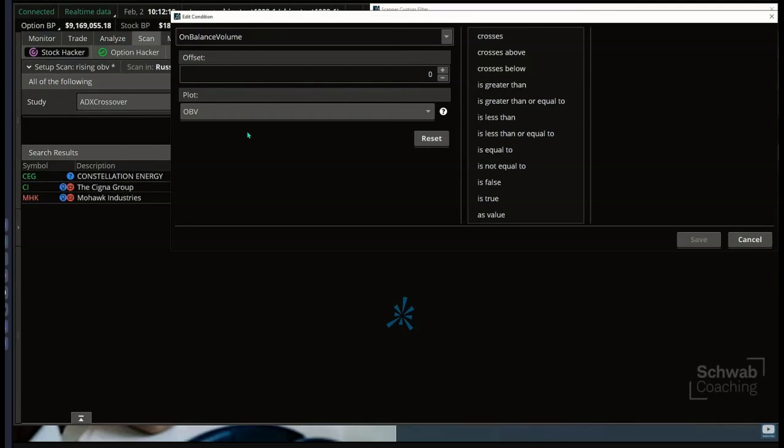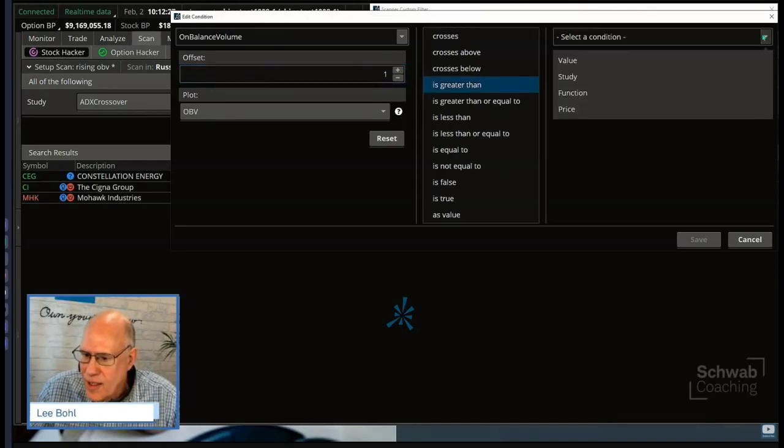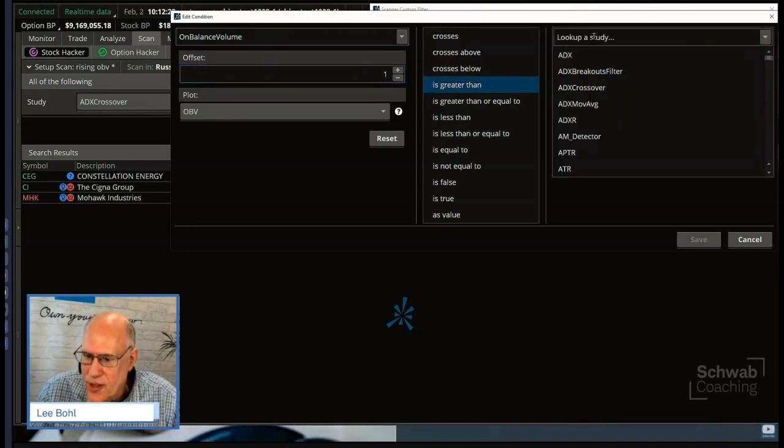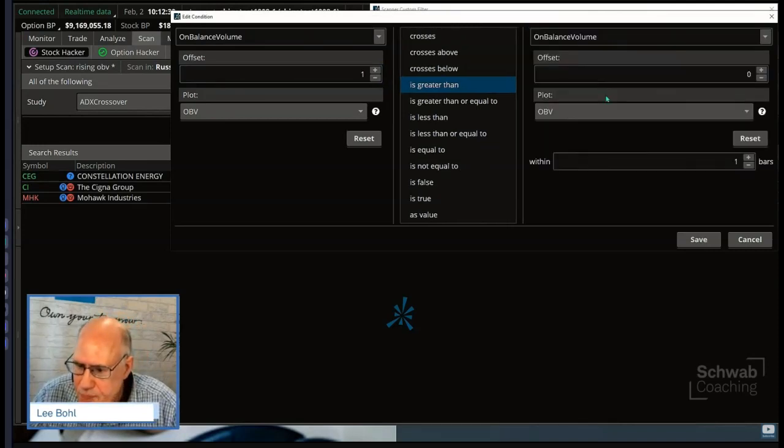So there's another way you could do this. If you were more into coding, you could do the linear regression slope of that indicator, but this is a lot easier. So the way we do that is we say, okay, the unbalanced volume figure from yesterday is greater than the on-balance volume figure from 2 days ago. So yesterday's was greater than 2 days ago. So that's the first one.